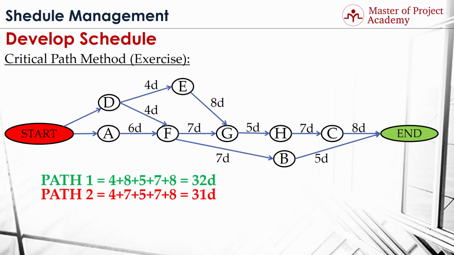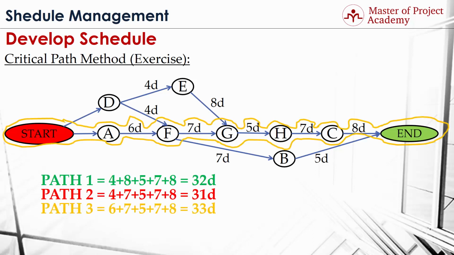And the next path is this yellow path. And in this path, we have activity A, F, G, H, and C, respectively. When we aggregated the durations of each activity in this path 3, we find the duration of path 3 as 33 days.